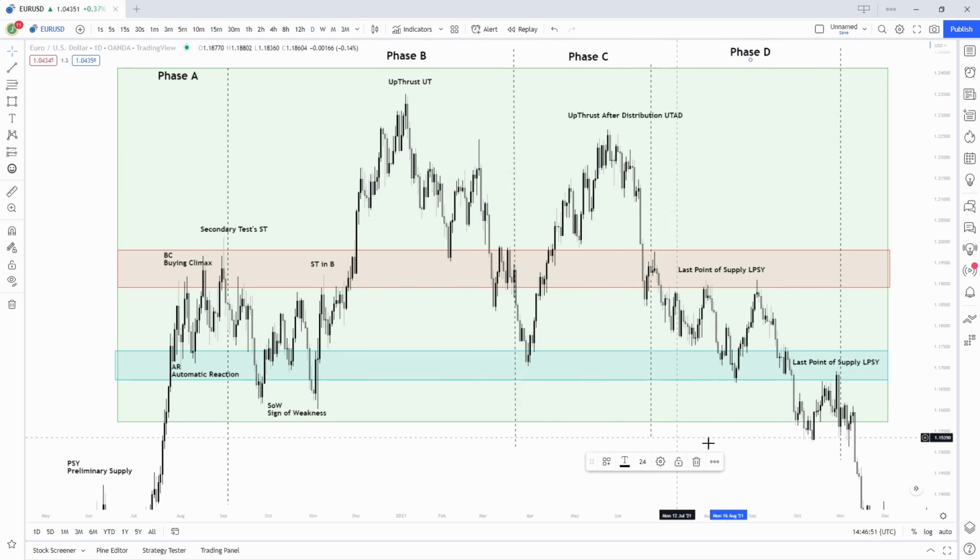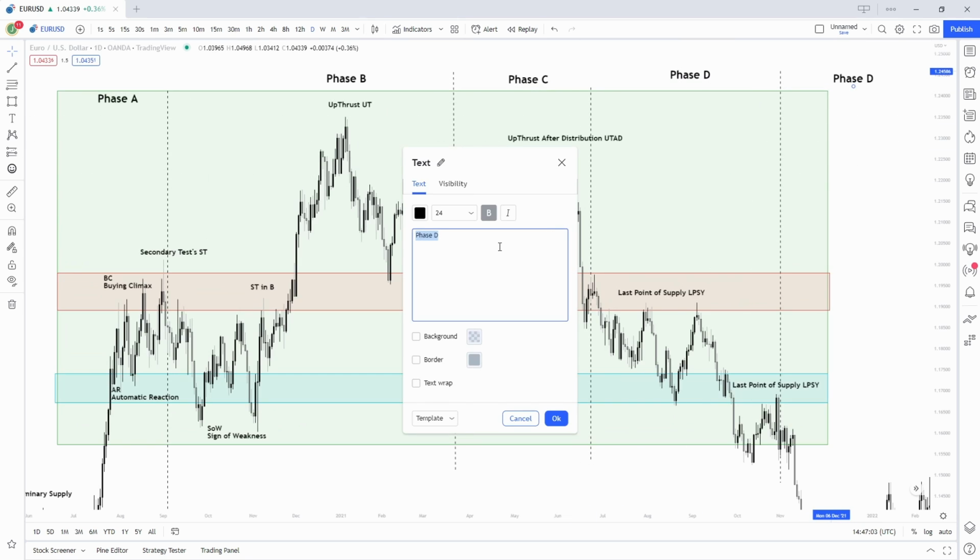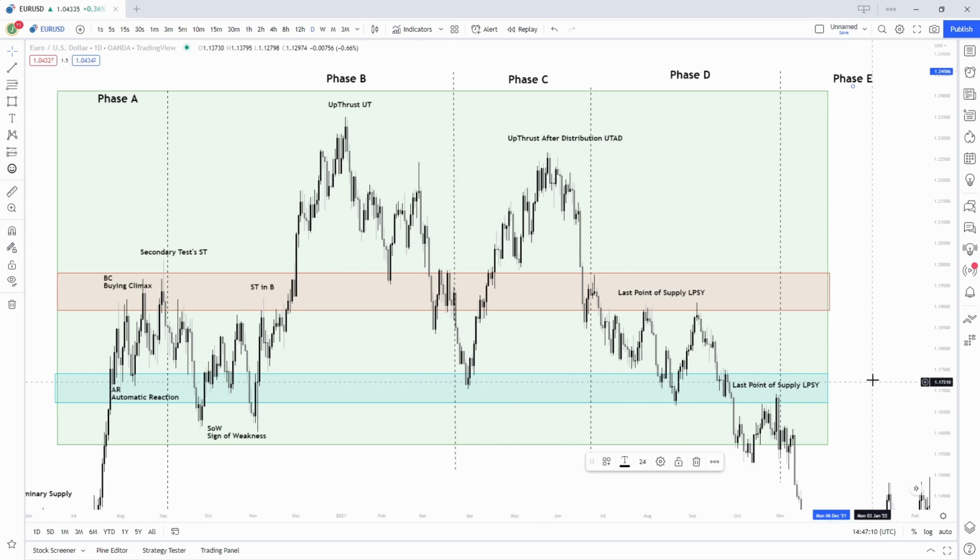We see that level of supply getting lower and lower and lower, which is an indication of the fact that the downtrend is now beginning. We then have phase E, which, like the accumulation, is simply where price eventually leaves the trading range and the downtrend really emerges. So that is where the distribution ends.